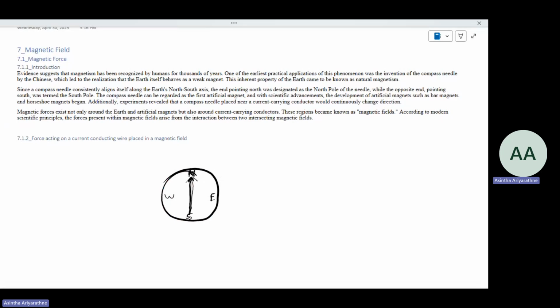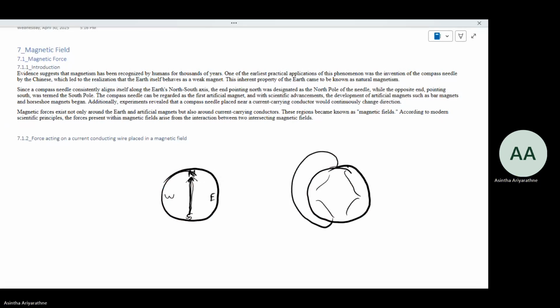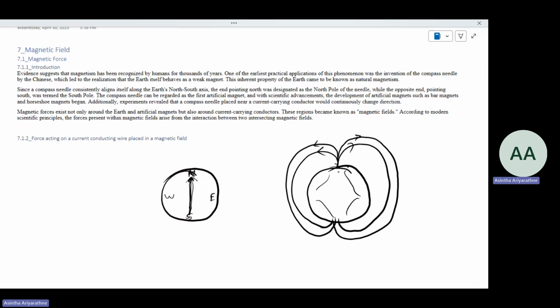That is due to the magnetic field around the Earth. So this is the Earth, and there is a magnetic field around the Earth like this. It starts from north and goes towards south. There's a magnetic field like this.